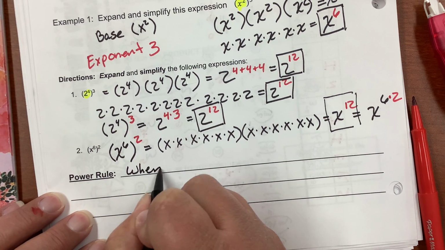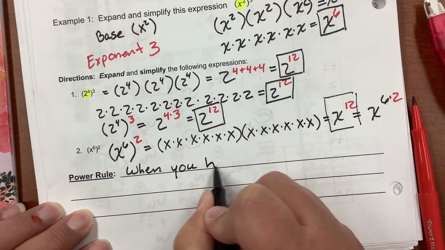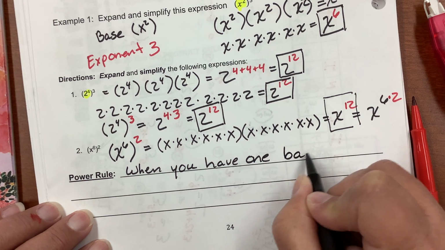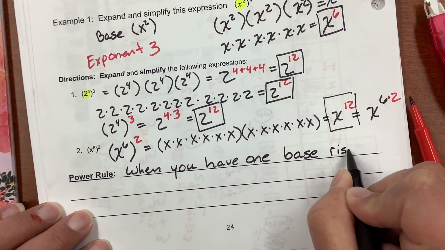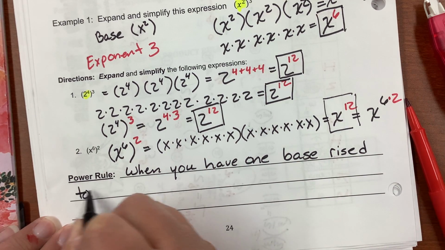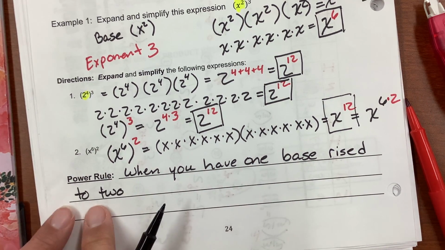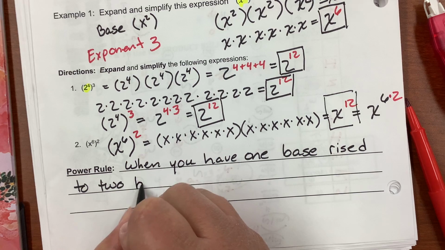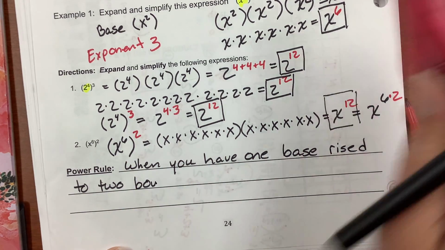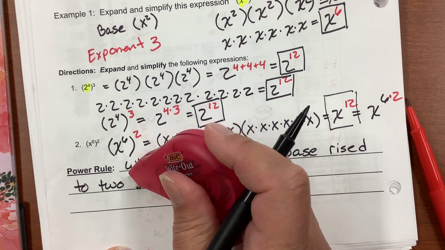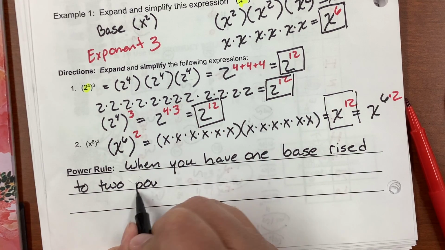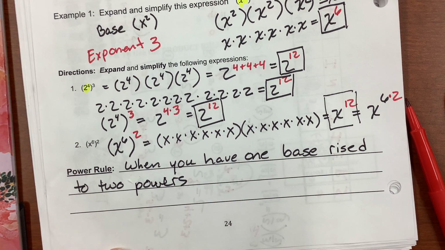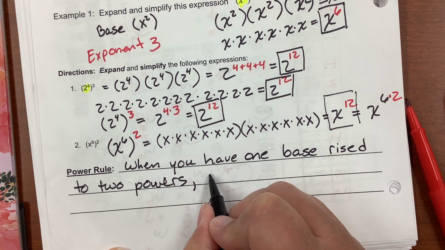When you have one base raised to 2 powers. Look at that, 2 different 2's in one sentence. When you have one base raised to 2 powers, comma, here's the important part.